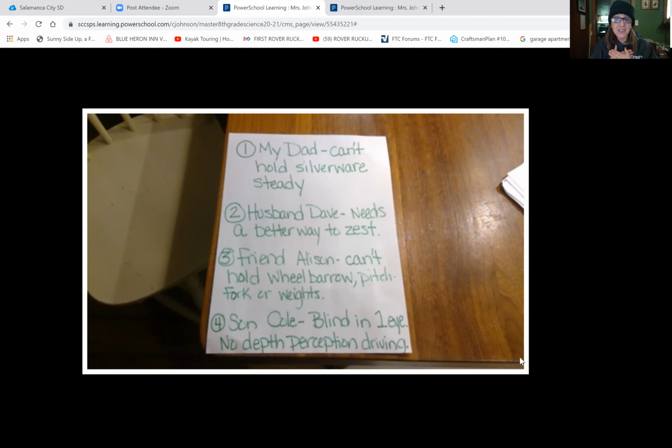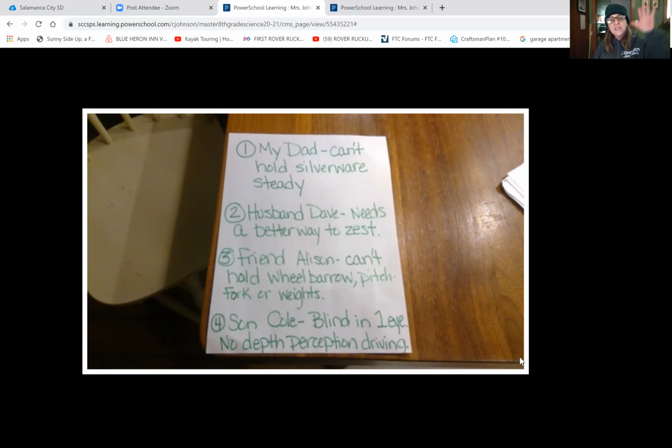My friend Allison, her boating accident, it was very scary, very tragic, but she doesn't just boat. She also owns a dairy farm. She's also a weightlifter, a mom, and a teacher. She needs her hands. And the last, my son Cole, he is blind in one eye, and consequently, he has no depth perception, which is really causing him to struggle with his driving.